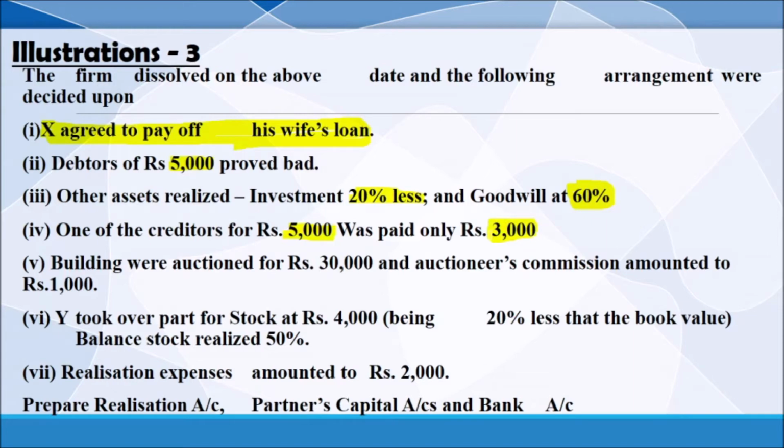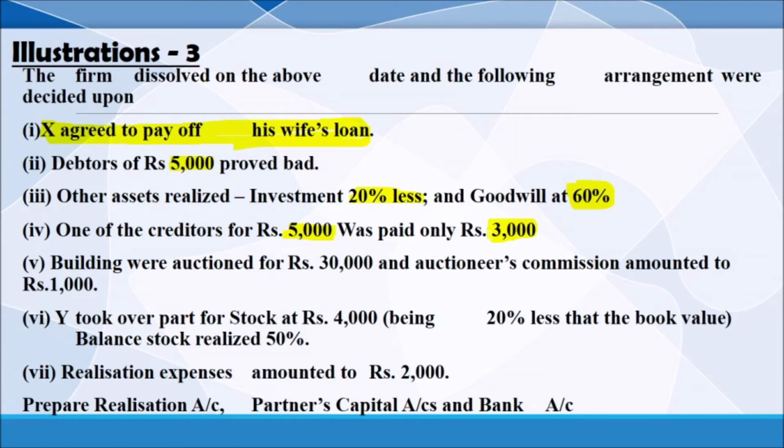Building was auctioned for 30,000 and auctioneer's commission amounted to rupees 1,000. Auction means they sold it through auction, by inviting maybe tenders, they sold that particular asset. And the commission has to be paid, that is a liability shown on the debit side of realization.